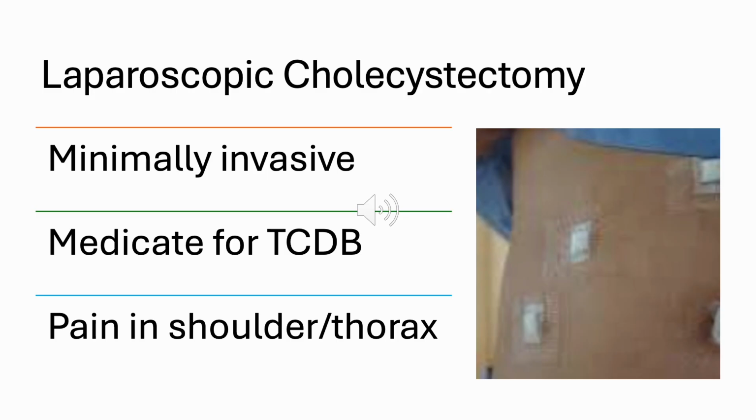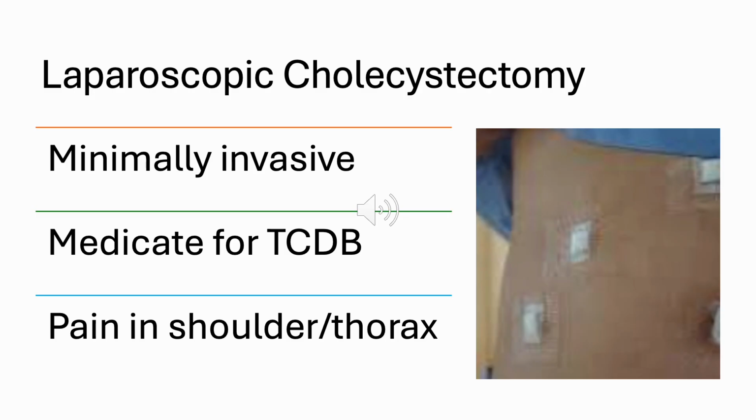You do still need to medicate for turn, cough, and deep breathe, because if you look here, the gallbladder is in an area where when you're breathing, it's going to cause pain. So make sure you medicate them so they will turn, cough, deep breathe, and use the incentive spirometer.